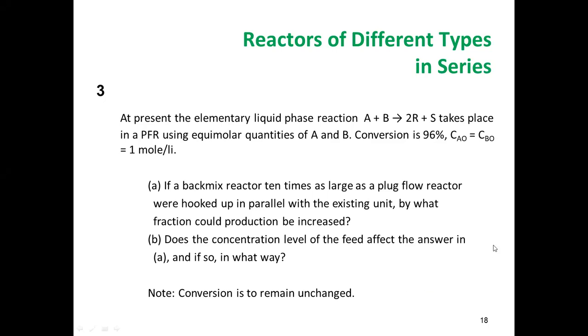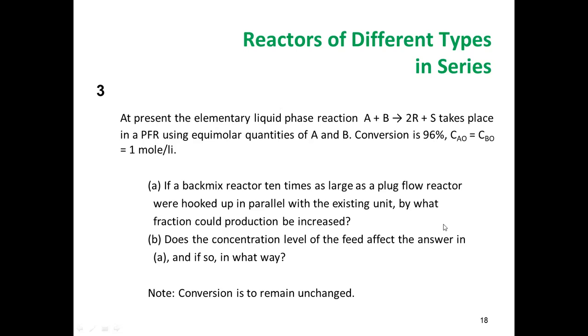So at present, the elementary liquid phase reaction A plus B, forming two moles of R and S, takes place in a PFR using equimolar quantities of A and B. Now, conversion is 96%, and initial concentration of A and B are equal at 1 mole per liter. If a backmix reactor 10 times as large as the plug flow reactor were hooked up in parallel with the existing unit, by what fraction could production be increased?